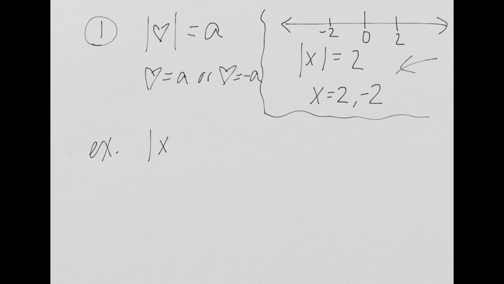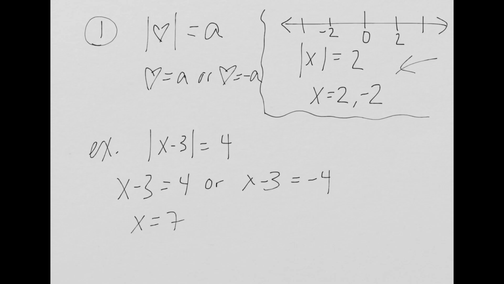So let's do a couple of examples with that. Say that the absolute value of x minus 3 is equal to 4. Remember, I'm thinking of numbers that are 4 away from the origin. Well, it's either going to be 4 or -4. So I'll say x minus 3 is 4, or x minus 3 is -4. These are just 2 linear equations, so let's solve by adding 3 to both sides. So I get 7 or -1.